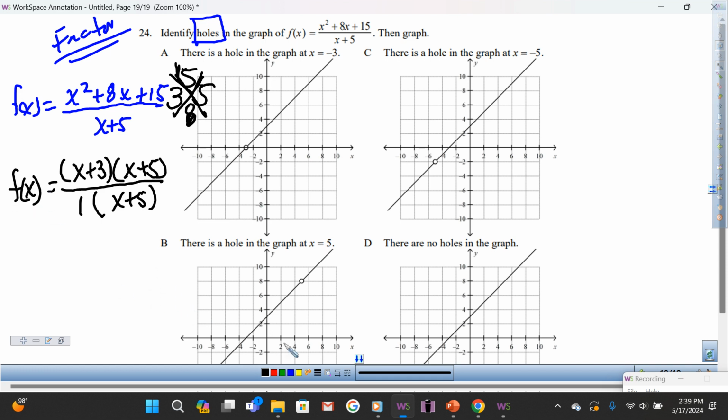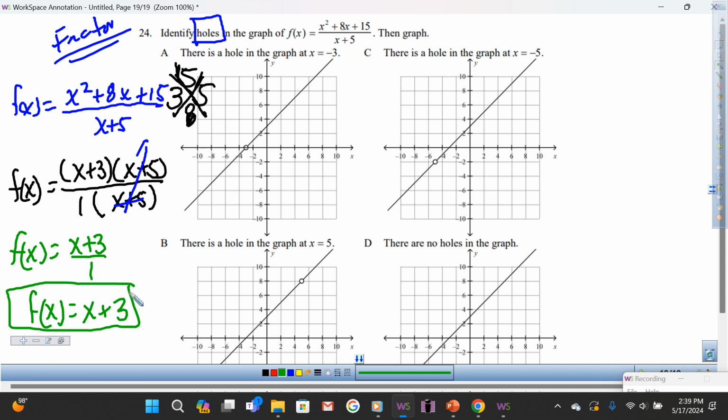What do we do next? Identify the giant 1. Where's my giant 1? Right here. There it is. And we rewrite our equation. Our new equation is f of x equals, what do we have? X plus 3 over 1, or just f of x equals x plus 3. We'll leave that there for right now. However, what did we just take out from the whole thing?